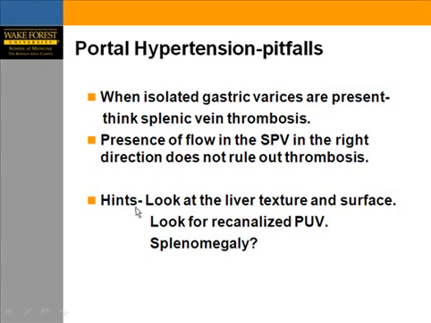And always look for little hints. Look at the liver texture and surface. If it's nodular, there's cirrhosis. Look for signs of a recanalized paraumbilical vein. Check if there is an enlarged spleen or not.